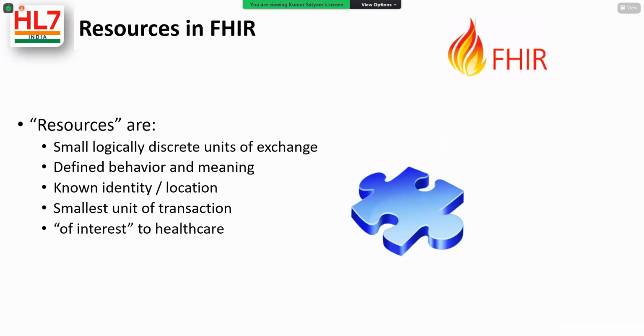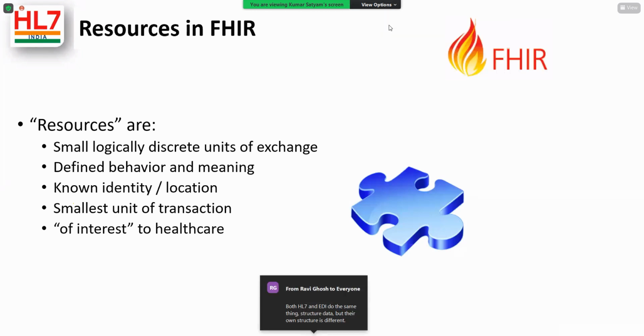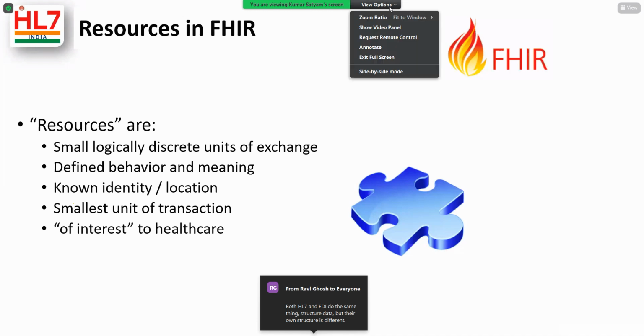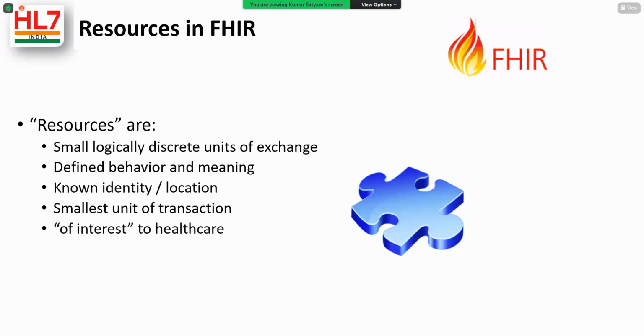We talked about resources. So what are resources? You can think of resources as the smallest discrete unit of exchange. Resources are the fundamental blocks of exchange in FHIR. For example, patient is a resource. Observation is a resource. So resources are the unit of exchange. You can understand it that way.